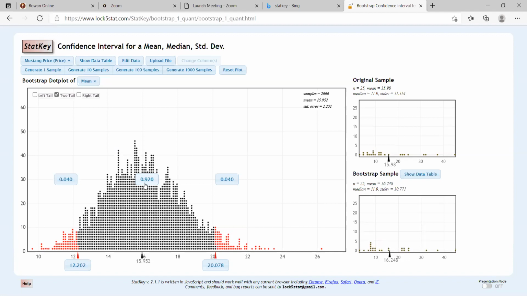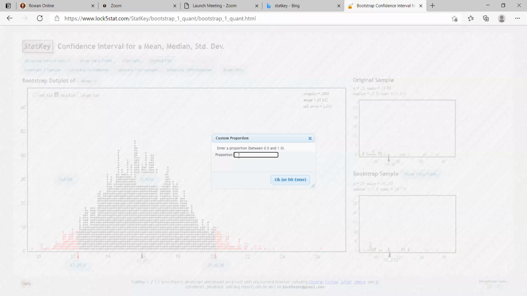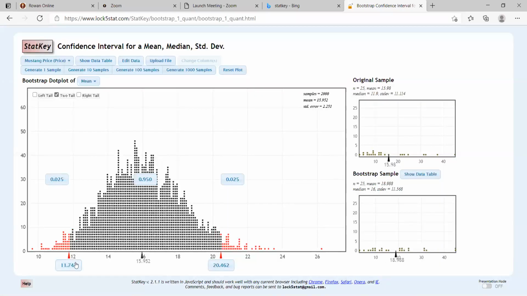Now, what does this interval say? I'm 92% confident that this particular interval between 12.202 and 20.078 contains the true population mean. Notice I had 95% confidence before, and the interval was wider. 92% means it's going to be narrower. Let's check it out by going back to 0.95. Yes, notice this is a wider interval. So the larger the level of confidence, the wider the interval. That makes sense because the number of black dots goes up when we increase the level of confidence. But if we reduce it back to 0.92, the interval becomes more narrow because there are fewer black dots in here.